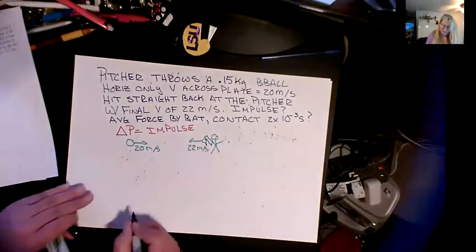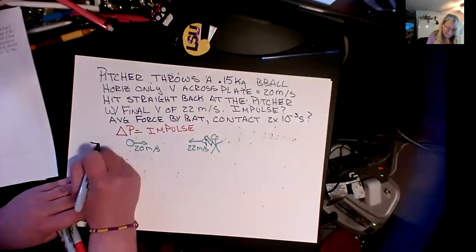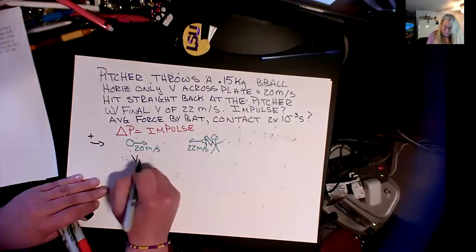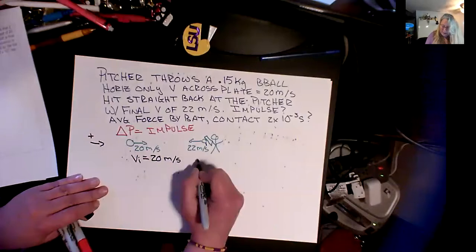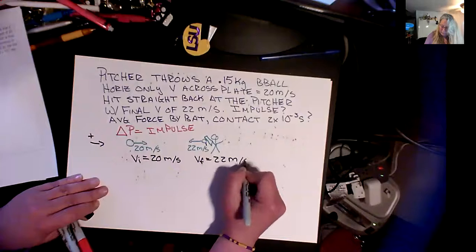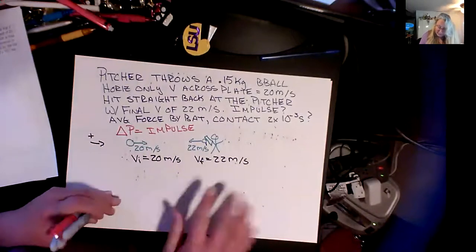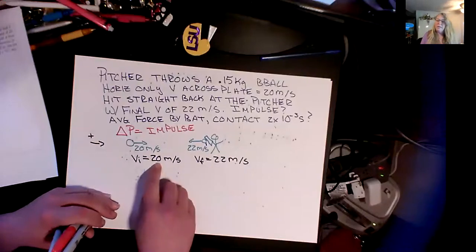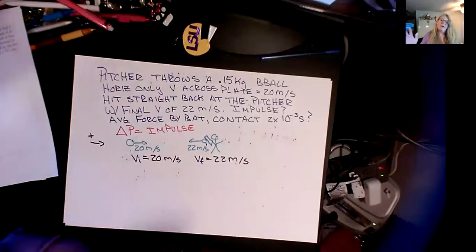I've drawn the picture way far out, but let's just make sure we know where that's happening. So if I go, like, we'll go that way as positive. Then I have a V initial of 20 meters per second, and a V final of 22 meters per second. Now, for a lot of folks, you do this really quick in your heads, and you're like, okay, no problem. 22 minus 20 is 2, and that's my change, that's my impulse. And then I'm going to divide that by that contact time. Bada bing, bada boom, I'm done.